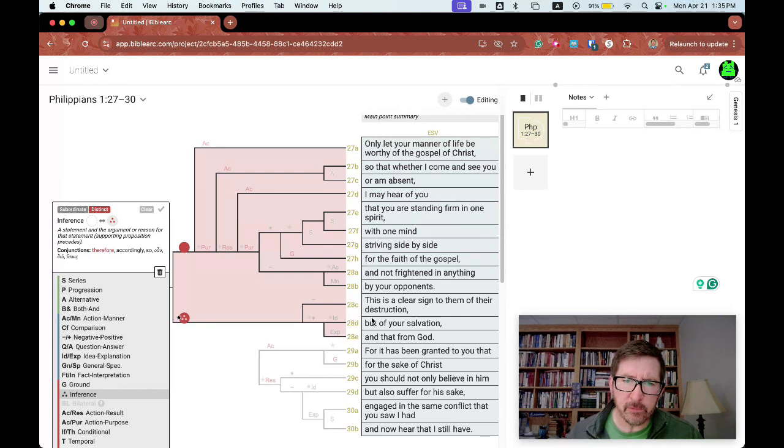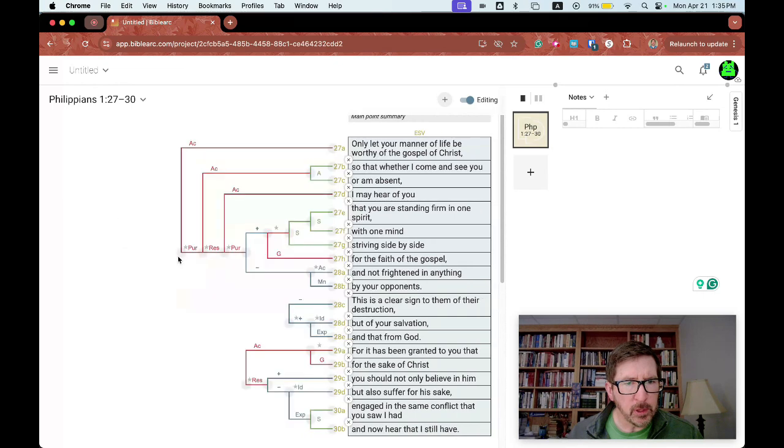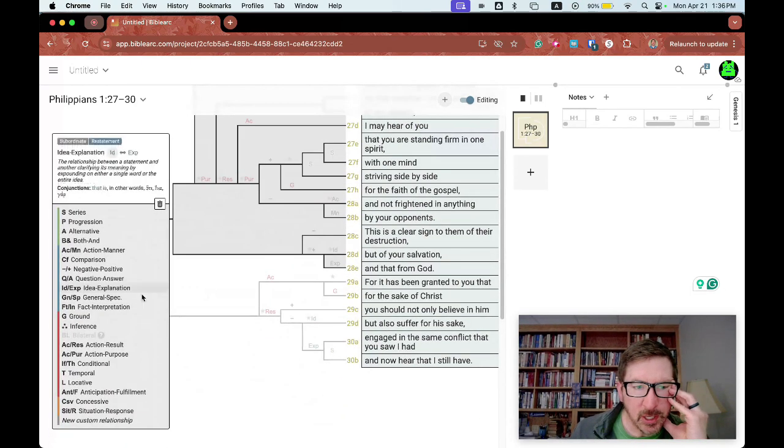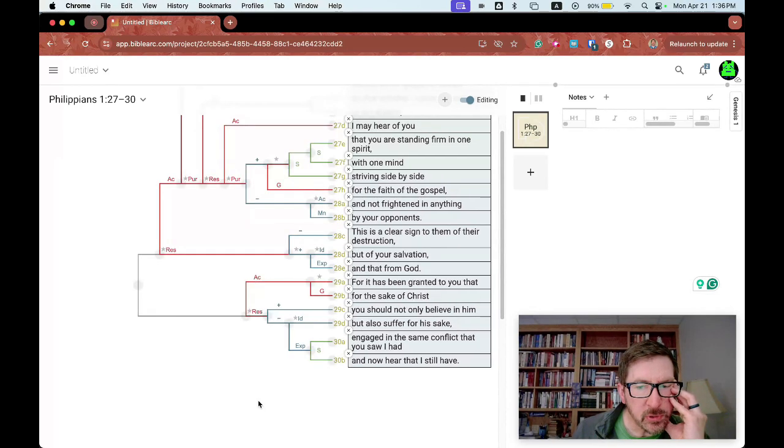This is a clear sign of them, of their destruction, but of your salvation by your opponents. I don't think I know. I'm going to connect all these, but the result of this, okay, I'm going to say it's an action result. I'm probably wrong. And again, there's probably not a right and wrong. It just is what it is.